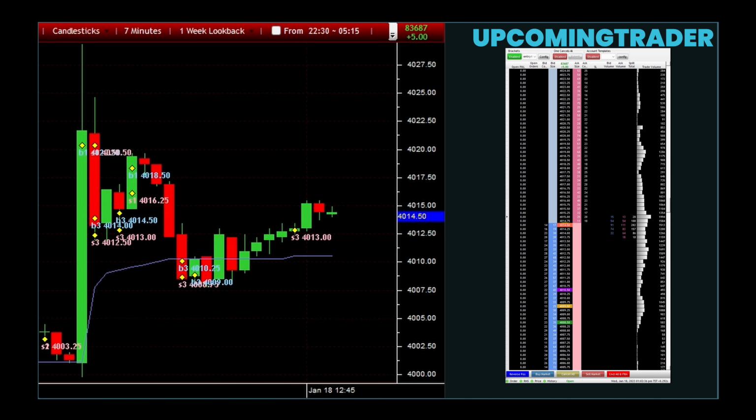The piercing line and dark cloud cover are also important reversal patterns that can be applied effectively in Heiken Ashi charts.